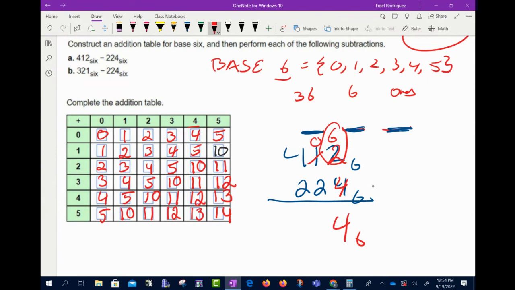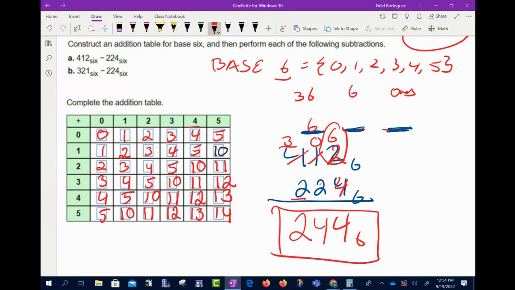Now, I'm trying to take away 2 from 0. So I can't take away 2 from 0. So I'm going to borrow 1 from that 4. That's going to become a 3. But what I'm really carrying over is a 6, right? So what's 6 minus 2? 4. And then finally, 3 minus 2 is 1, right? So I should end up with 144 base 6. And again, I'm just using base 6 to do my calculations here, right?